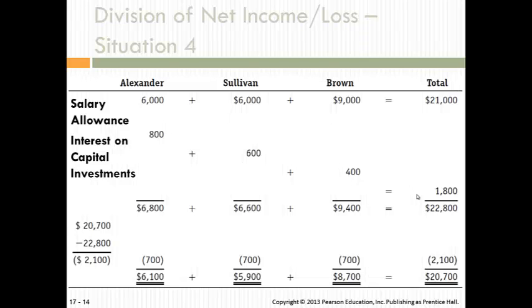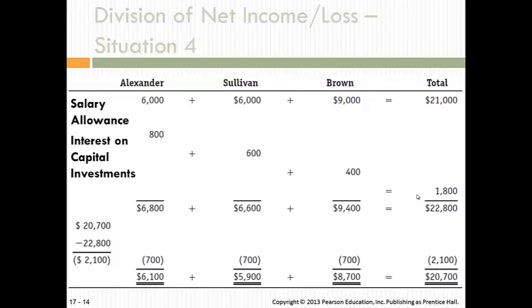So here's the chart we made earlier. The first line is the salary allowance. Then we have the $800, $600, and $400 interest allowances we calculated earlier. At that point, we must determine how much net income is left to divide, but in this case, we don't have any. In fact, we have a negative amount. If we have $20,700 in net income to allocate, and we can't cover the salary and interest allowances, we subtract the difference equally from each partner. In this case, the difference is $2,100, so we subtract $700 from each of the 3 partners.